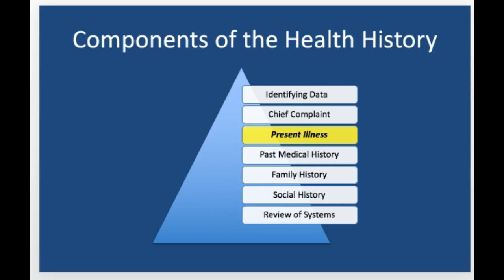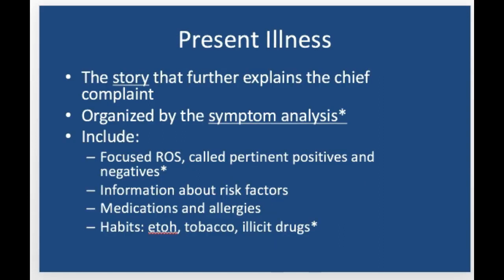The identifying data is just a couple of bullet points of factual information. The chief complaint is a short little blurb of why they're there. The present illness really expands upon why are you here? It's that story that explains the chief complaint. It's organized often by what we call the symptom analysis. Some people call it OLD CART. This is your onset, location, duration, characteristics of the complaint, alleviating factors, aggravating factors, things like that. And we'll talk about that. There's a slide of that in just a minute.